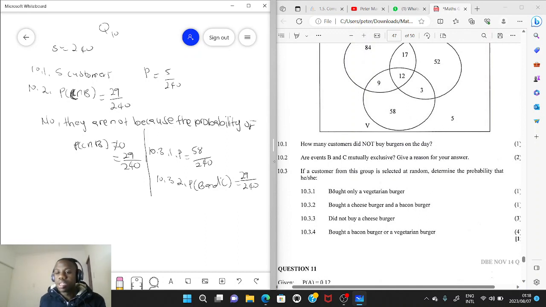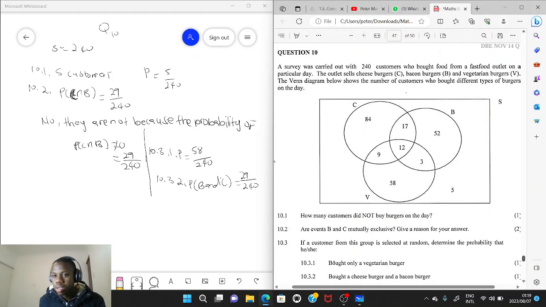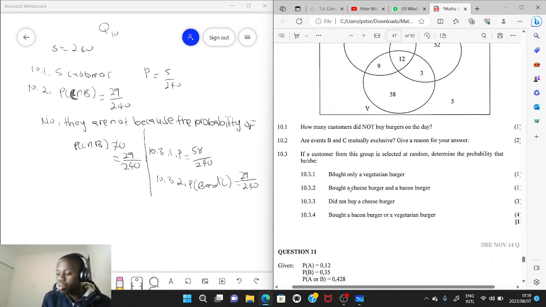So what did we do? We said, okay, let's go up a bit. We're looking for B and C. So B and C is this portion, right? For the intersection of B and C, it's this portion. We said 17 plus 12 to get 29. So because of the said probability, we'll say 29 over 240, right?